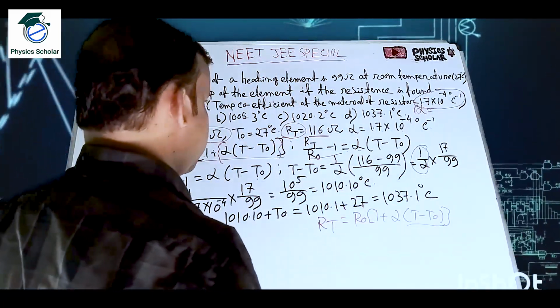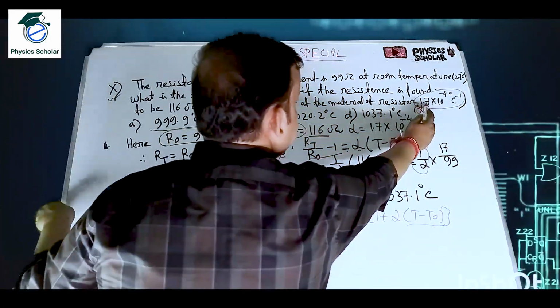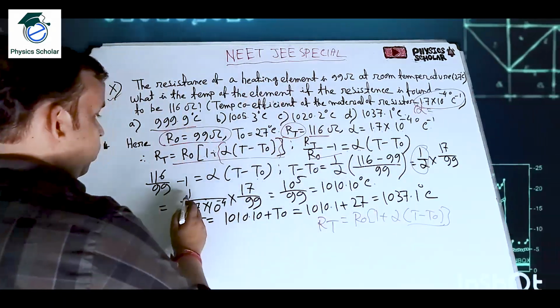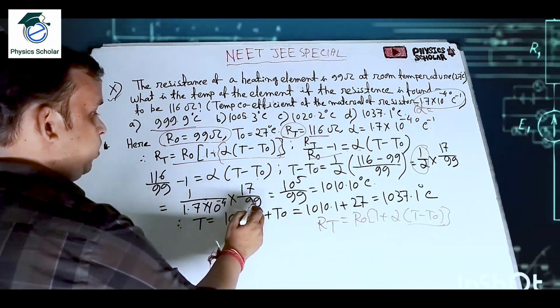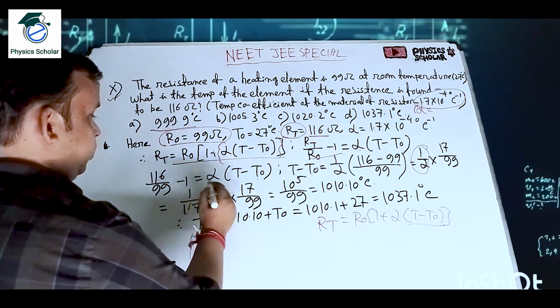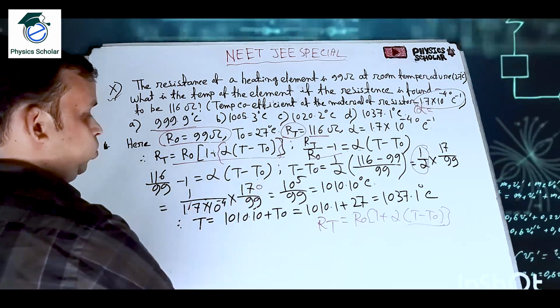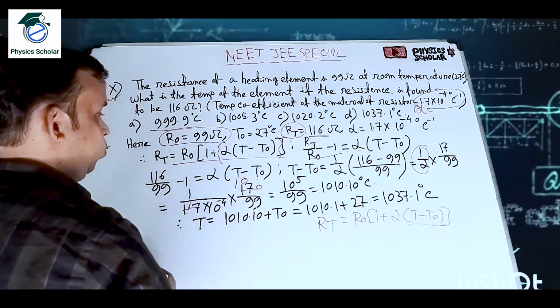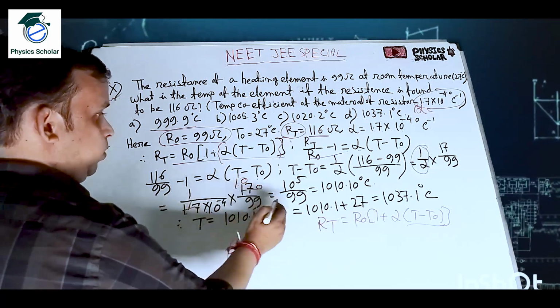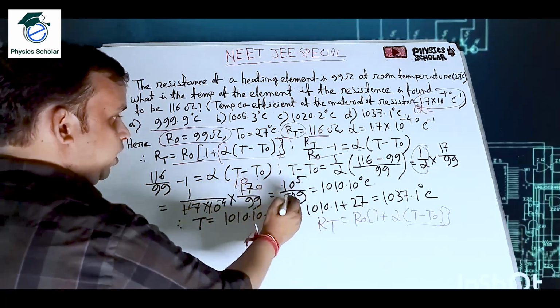Clear? Now what is the value of alpha? 1.7 into 10 to the power minus 4. So we are writing 1 by alpha means 1.7 into 10 to the power minus 4 into 17 by 99. Clear? So if these things will be there, then the 17 and this will be cut. So 10 will be there. So 10 to the power minus 4 into 10 means what? 10 to the power 5 divided by 99.